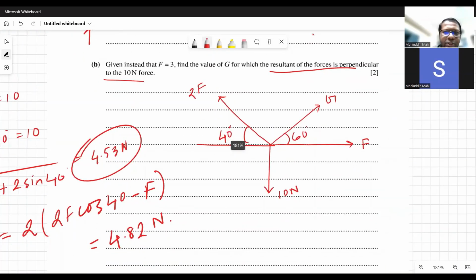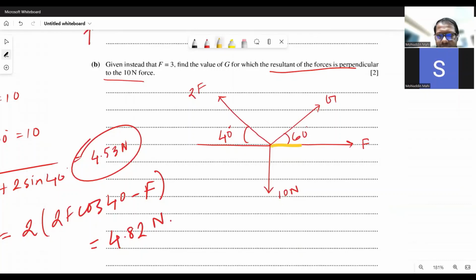So find the value of G for which the resultant of the forces is perpendicular to the 10 Newton force. That means the resultant force is either acting in the direction of F, or in the opposite direction to F. So think about it. If the resultant force is acting horizontally, then definitely in the vertical direction the resultant force is 0. In the vertical direction, there cannot be any resultant force, right? In the downward direction, 10 Newton force is acting. In the upward direction, it's going to be G sine 60 plus twice F sine 40.